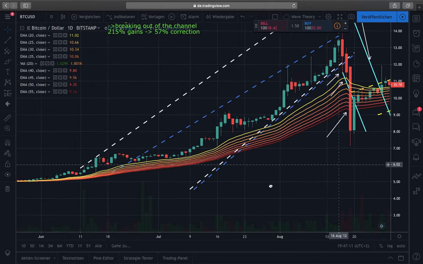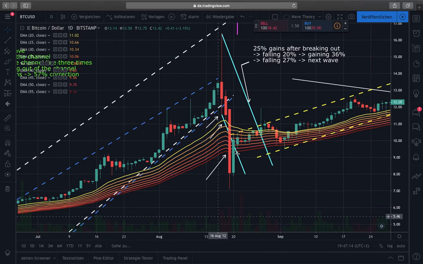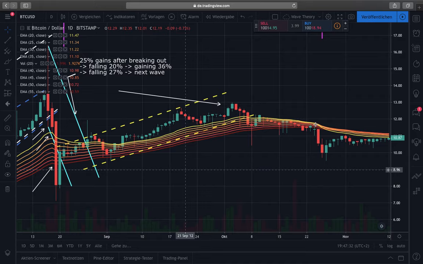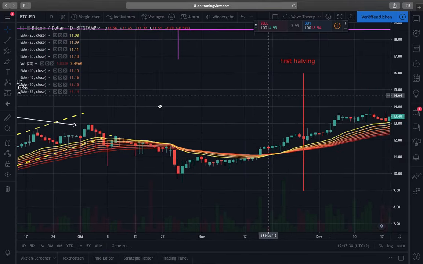So this is the second wave, and you can see again, we test the channel line for the third time. We are below this ribbon, then we move up, then we are inside of this ribbon, and when we are above the ribbon, this is when we break the main trend line. Then we come back into it, and at some point, as you can see, we fall below it. So once again, we can say this is a recurring similarity.